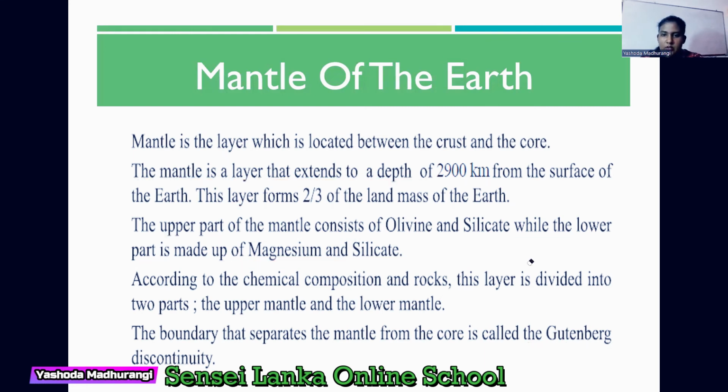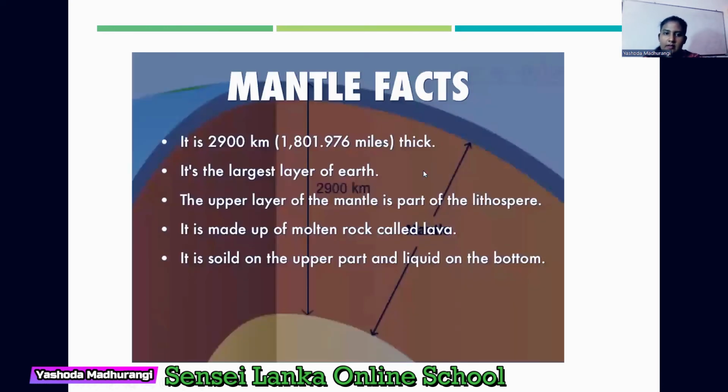Okay. So now we can go to the next part. Some more facts about mantle. You can go through this. It is the largest layer of the earth. The upper layer of the mantle is a part of lithosphere. It is made up of molten rock called lava. It is solid on the upper part and liquid on the bottom. Those are some important things.